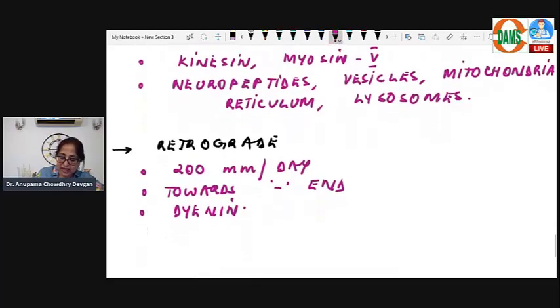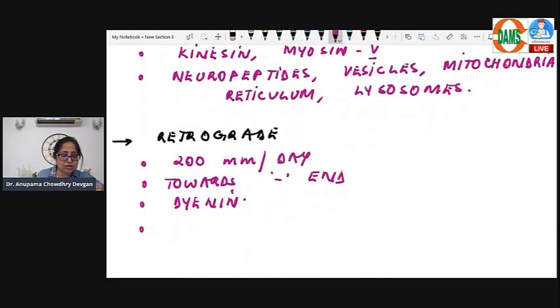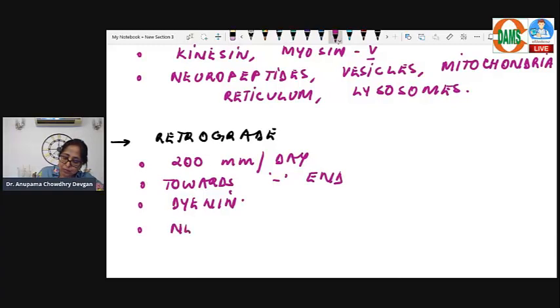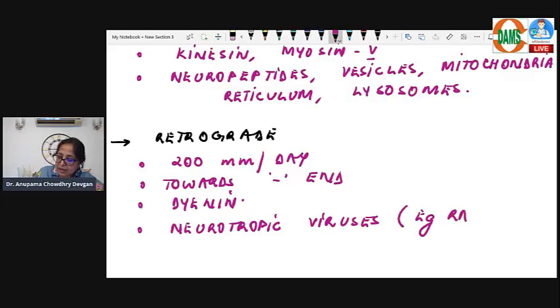Dynein. And which are the substances which are going to be transported in a retrograde fashion? This will be neurotropic viruses. Neurotropic viruses will be transported in a retrograde fashion. Which are the neurotropic viruses? For example, rabies. What happens in the case of rabies virus? The bite is on a peripheral part. Rabies virus will go in a retrograde fashion towards the central nervous system. So neurotropic viruses will be transported in a retrograde fashion.